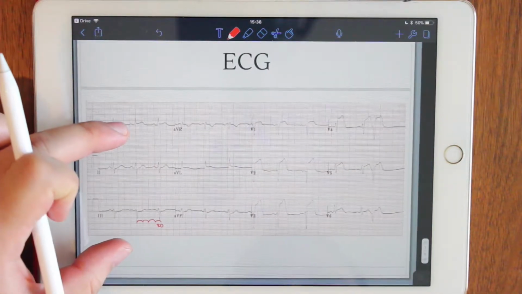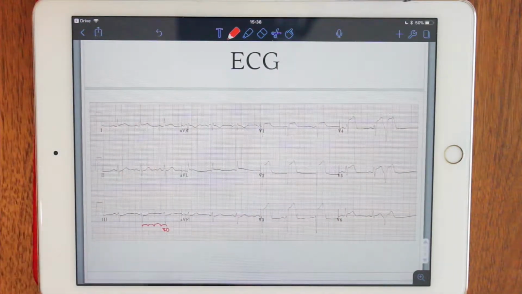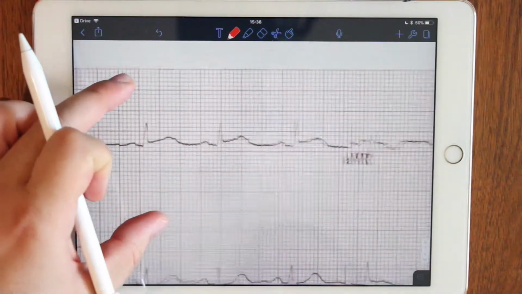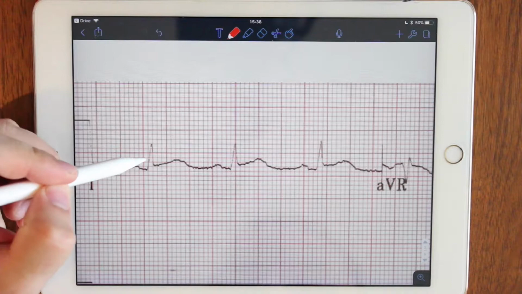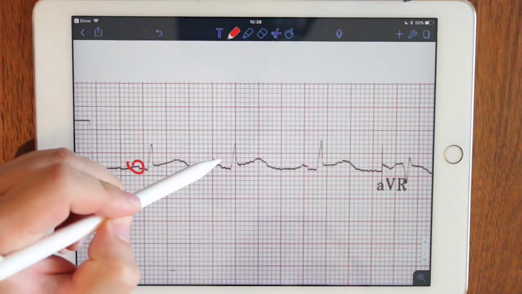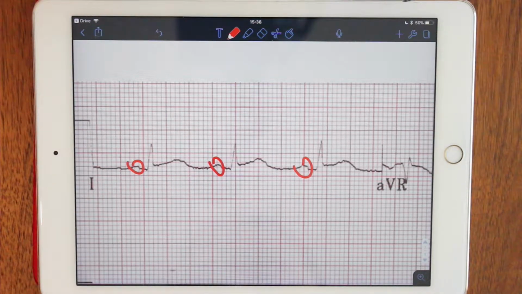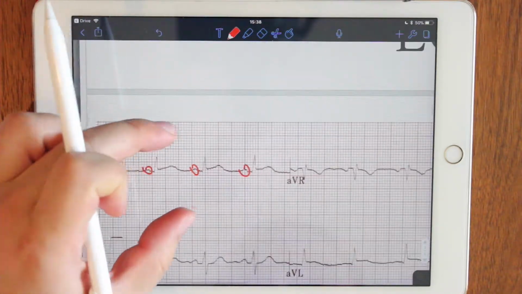This rhythm looks regular, but normally we would do our paper method on a rhythm strip. Since we don't have a rhythm strip, we won't do that right here. We have to look for P waves next. So let's zoom in to lead 1, and we can clearly see before every QRS is a distinct P wave and no extra P waves like we might see in A flutter.